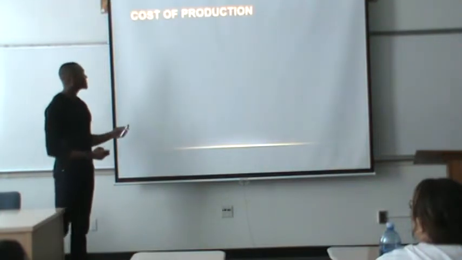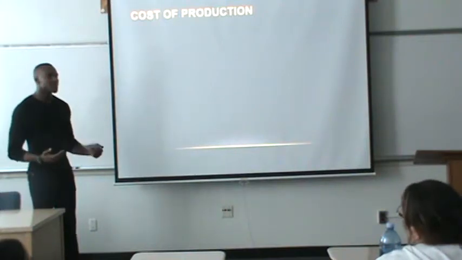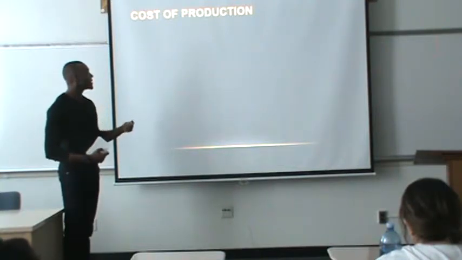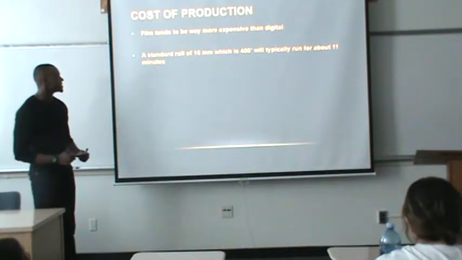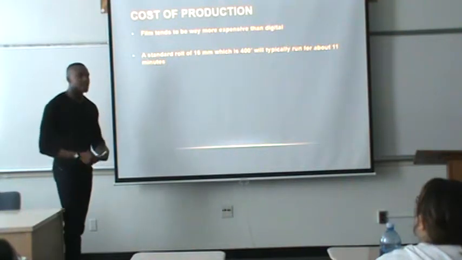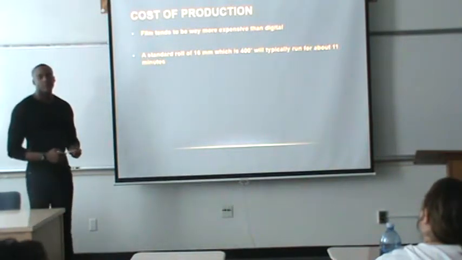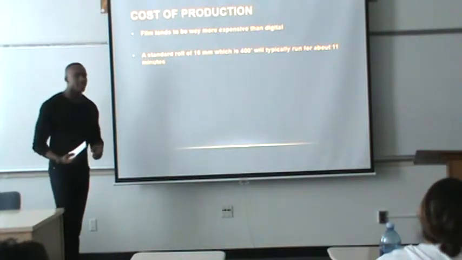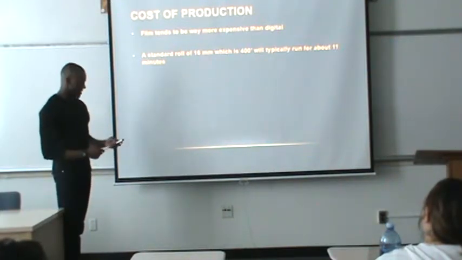The next thing that I want to cover is cost of production. Now, we all know that movies cost a fortune to produce and to create, and that should be one of the key factors when deciding whether or not you're going to use digital or film. So a standard roll of 16 millimeter film will run you about 11 minutes. I checked the Kodak website to see the price of this, and typically it'll run you about $286 per roll. For a standard short film, around 90 minutes, you need about 45 rolls of film. So you can see how it can get pretty pricey.